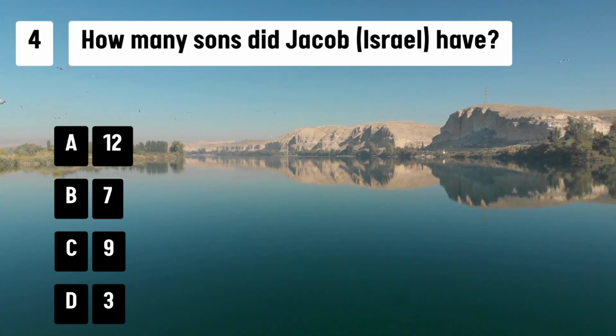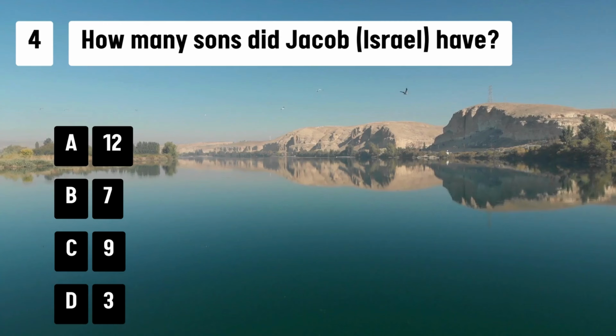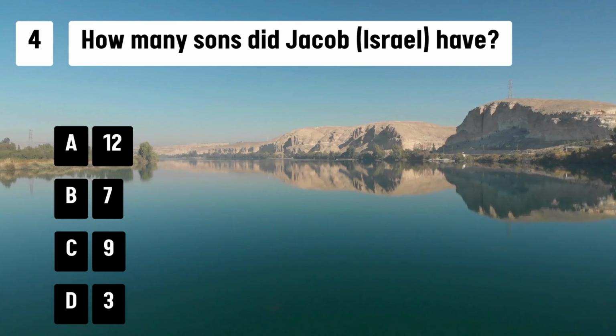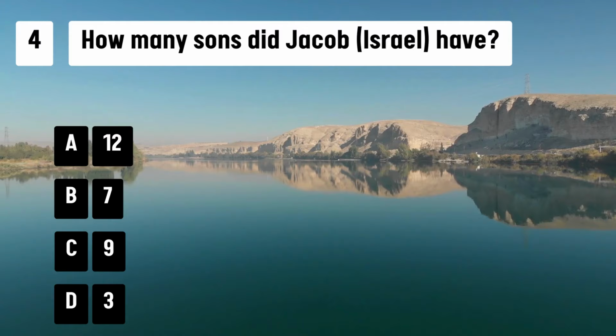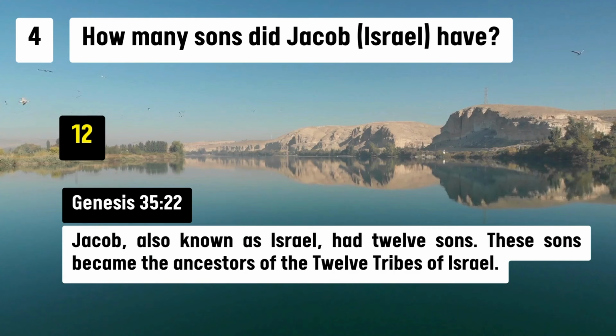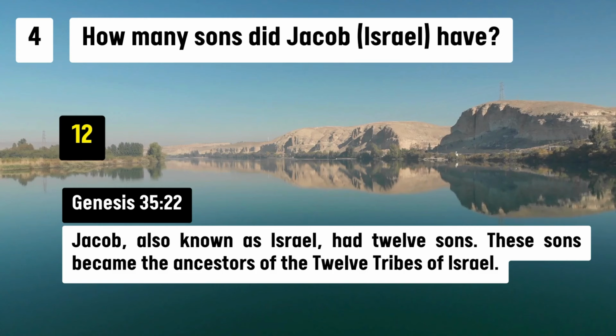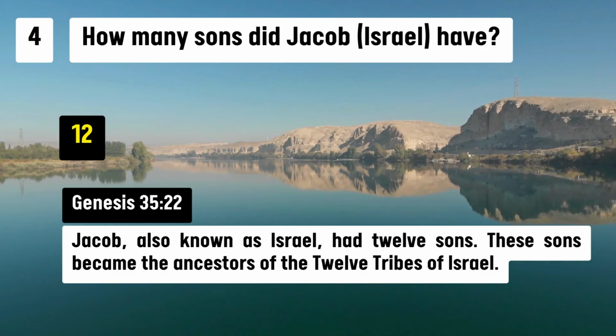Question 4. How many sons did Jacob, Israel, have? 12, 7, 9, 3. The answer is 12. Genesis, chapter 35, verse 22. Jacob, also known as Israel, had 12 sons. These sons became the ancestors of the 12 tribes of Israel.